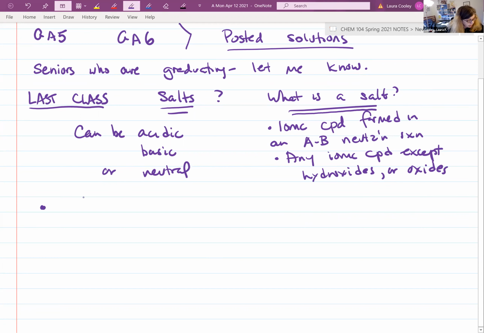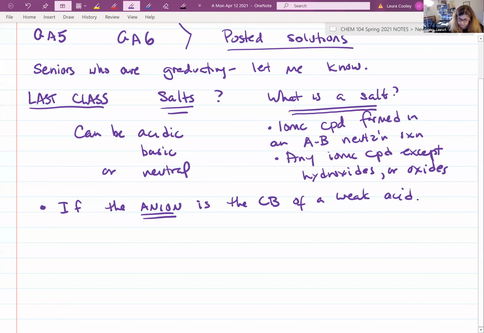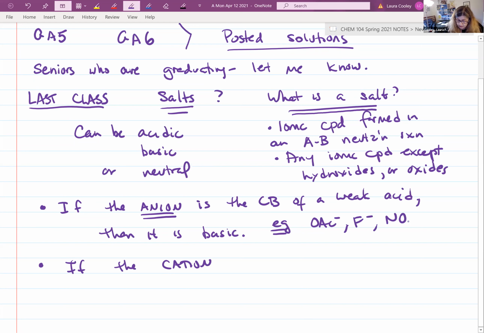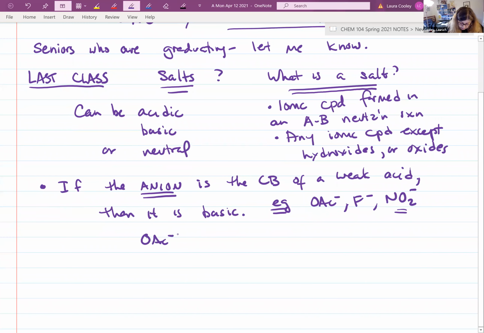There's just a few bullet points here. If the anion, that's the negatively charged ion, is the conjugate base of a weak acid, then it is basic, and it will contribute towards making that salt basic. Examples would be acetate, fluoride, NO2 minus. Acetate, for example, is the conjugate base of acetic acid. Fluoride is the conjugate base of HF, and this is a weak acid.